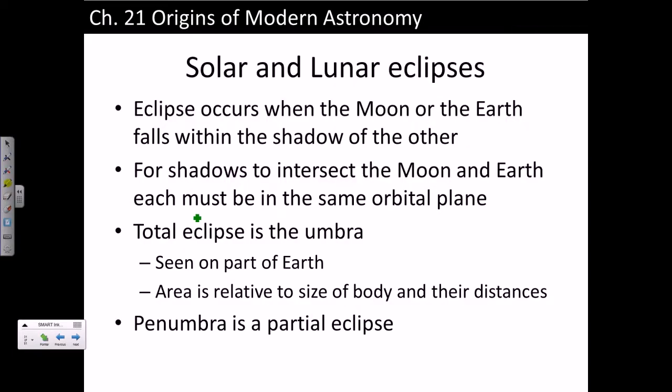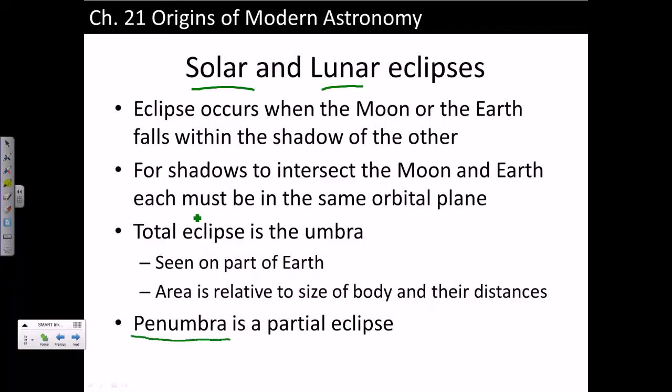All right, so moving on to solar and lunar eclipses, I just want to talk a little bit about the relationships between the Earth, the Moon, and the Sun. We'll talk a little bit about the most recent eclipse that happened in August of 2017 and the one to come. And then I'll talk about these different features.